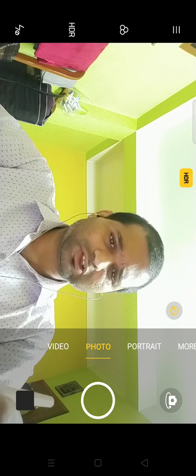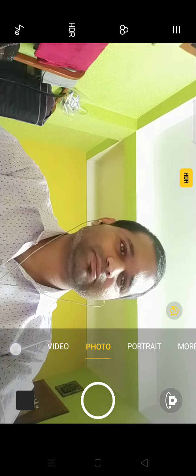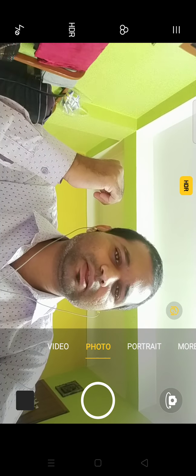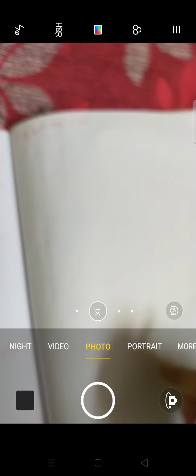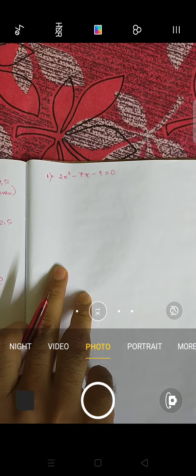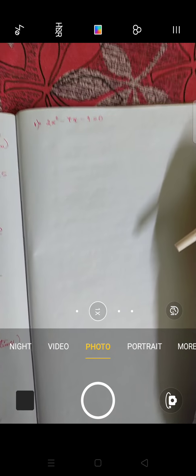The first question today, we will solve these questions by completing the square only. So the first question is 2x square minus 7x minus 9 equals to 0. So this is the question. Now I'm moving forward. Ready?